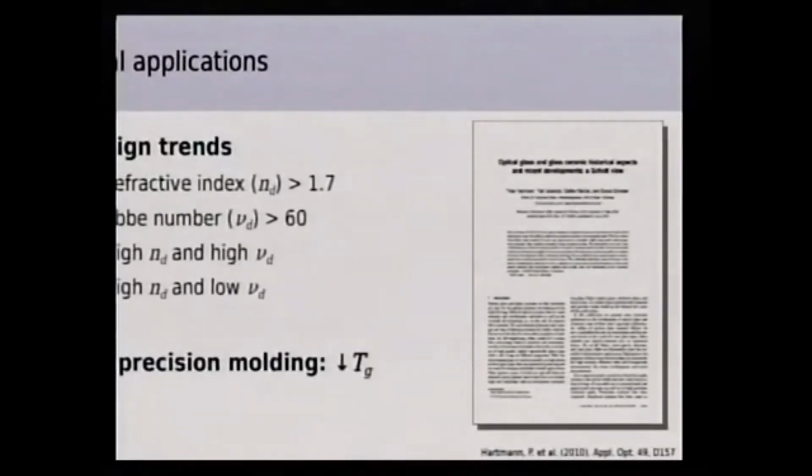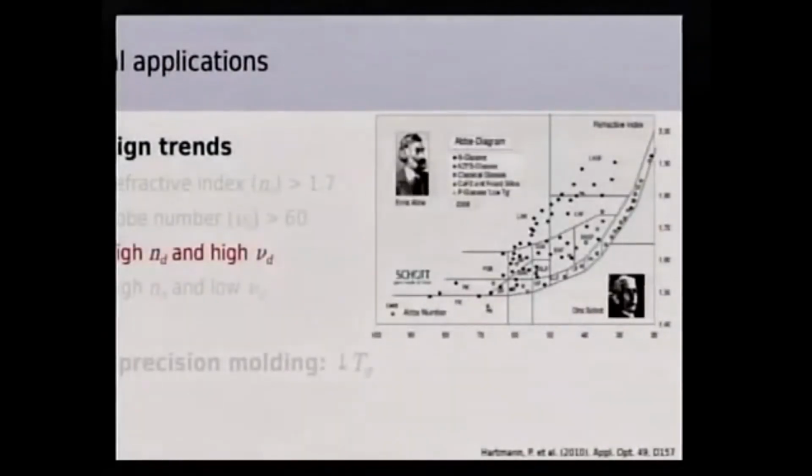We want glasses with high refractive index. We want glasses with high Abbe number. We want glasses with high refractive index and Abbe number. And high refractive index and low Abbe number. Bonus point if you have lower TG, because then you can use it for precision molding, right? So these are the trends, and according to Hartmann, this is the dream, right? To find a glass with high refractive index and high Abbe number for application in lenses. And here is the Abbe diagram. You can see the refractive index growing in this direction, the Abbe number growing in this direction, and what this trend wants are glasses that push the envelope in this direction. This is what this trend wants.